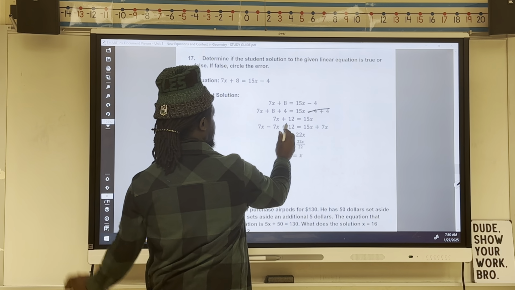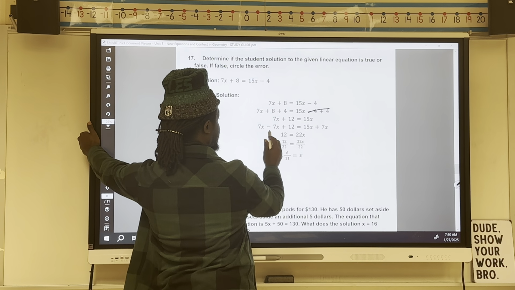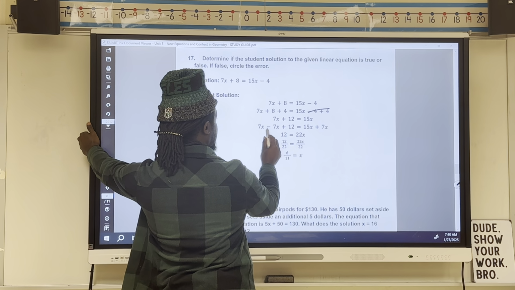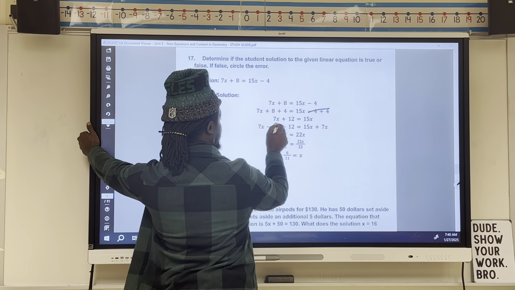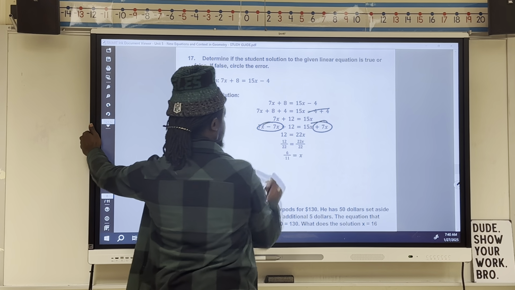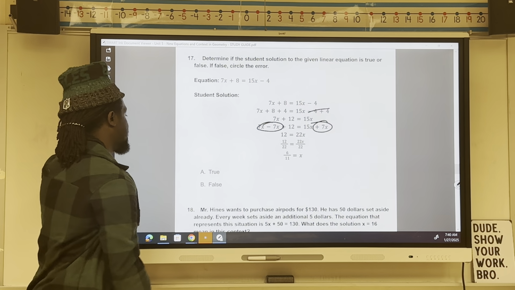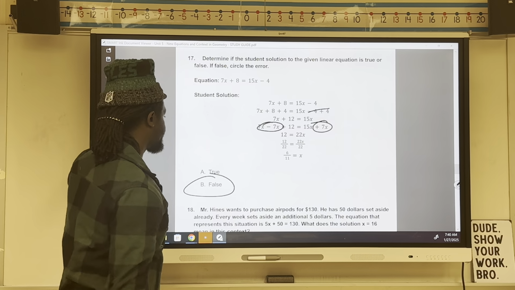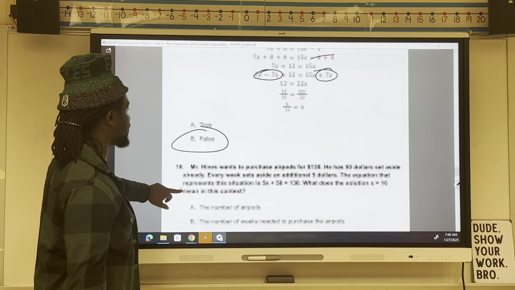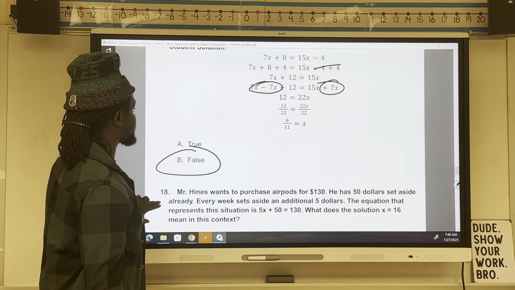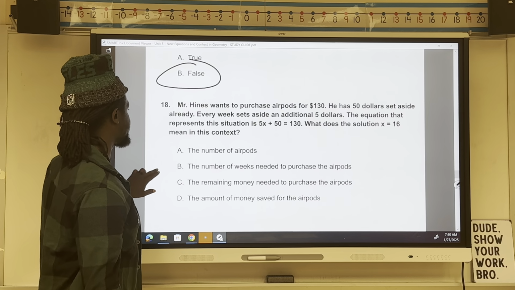Now I got to get rid of, okay, they're getting rid of the 7x. So they did minus 7x, but then they did plus 7x. So that part right there was incorrect, all right? So that would be false, all right? Because they should have subtracted from both sides and they added on one side, all right?